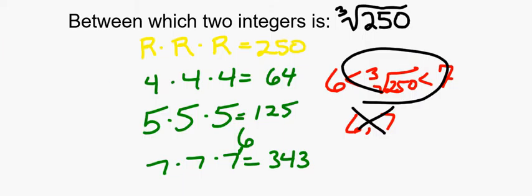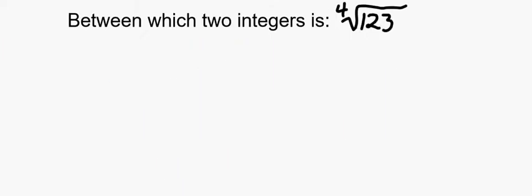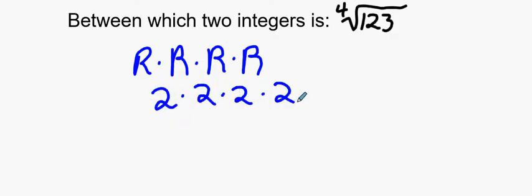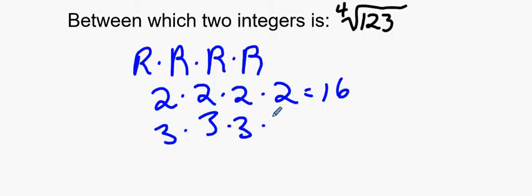Last problem. Between which two integers is, how do I say that? Little 4, 123 under a radical. Correct me if I'm wrong, the 4th root, does that sound right? 4th root of 123. Well, if it's the 4th root and the number under the radical has gotten smaller than last time, we know we're dealing with smaller numbers than last time because we're doing R times itself 4 times. What number times itself 4 times will be just below 123? Well, 2 times 2 times 2 is 8, times 2 is just 16. Way too low.